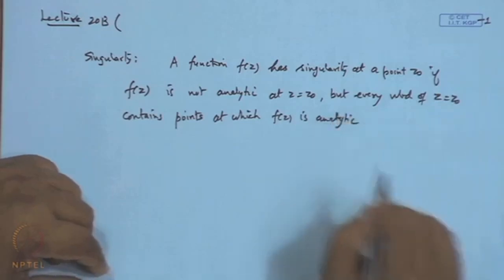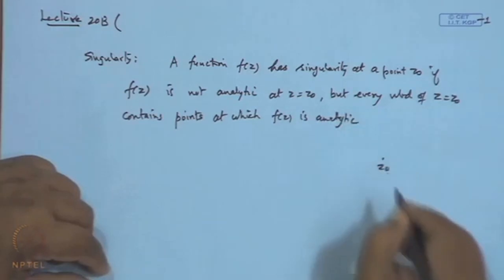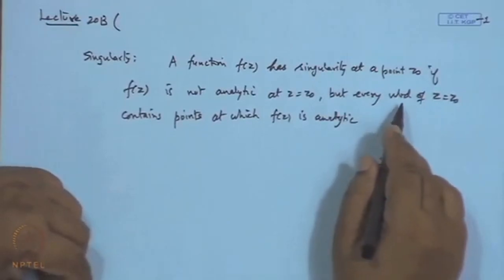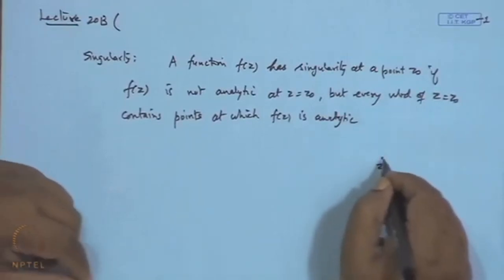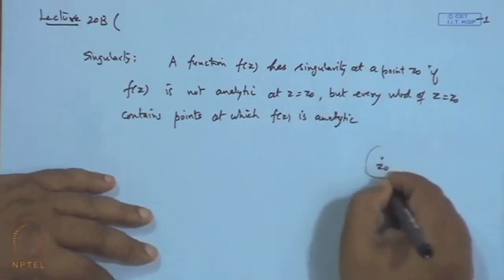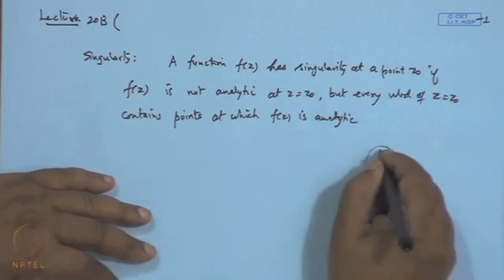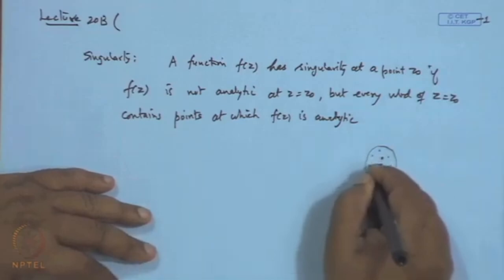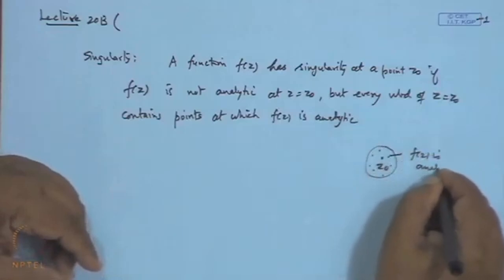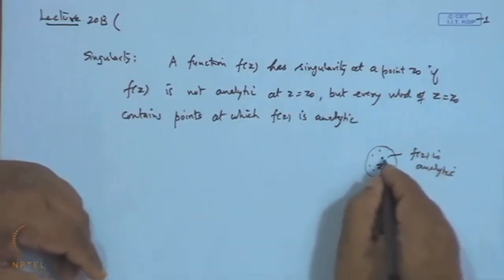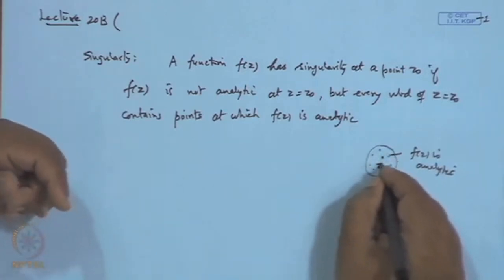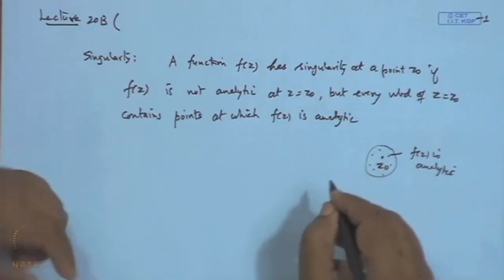That is the meaning: if we say z naught is a singular point for a function f(z), it means at the point z naught the function ceases to be analytic, either it is not defined or it is not at all analytic. But if we draw any neighborhood around the point z naught, then this must include some of the points, or maybe all, where the function is analytic. If there exists a neighborhood of z naught which is free from any other singular point except z naught itself, then such a point z naught is called an isolated singular point.